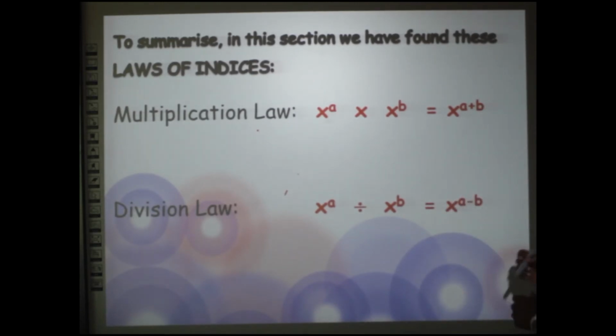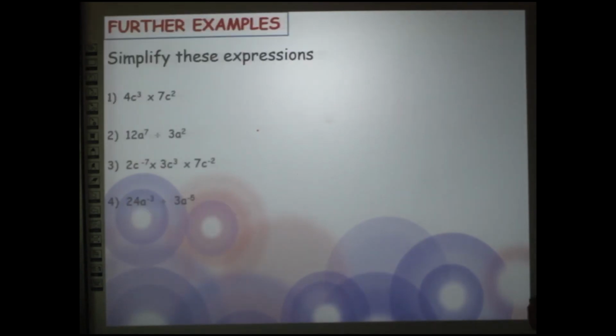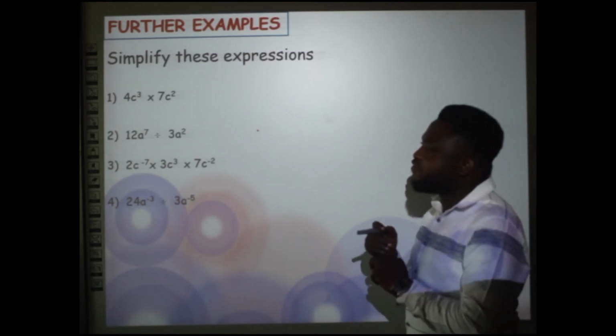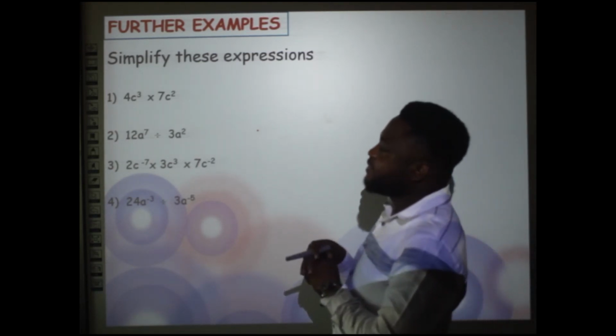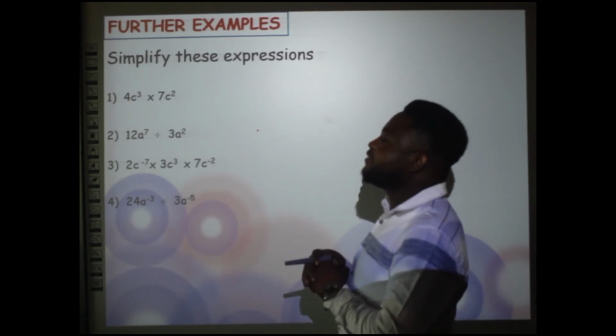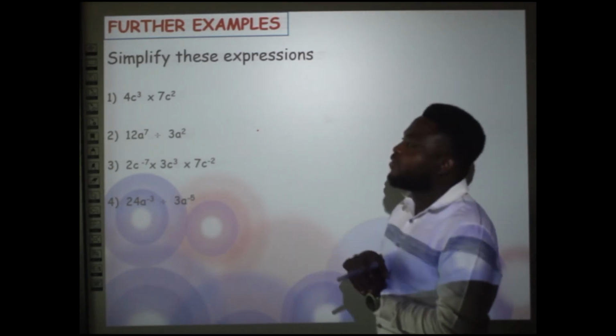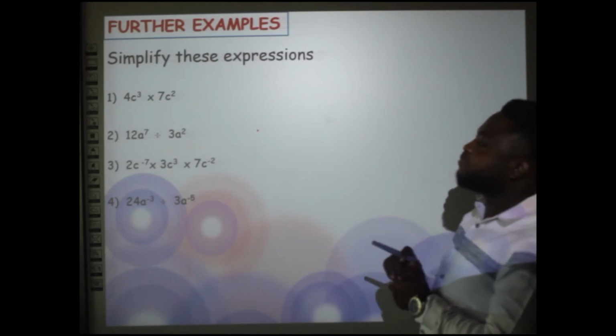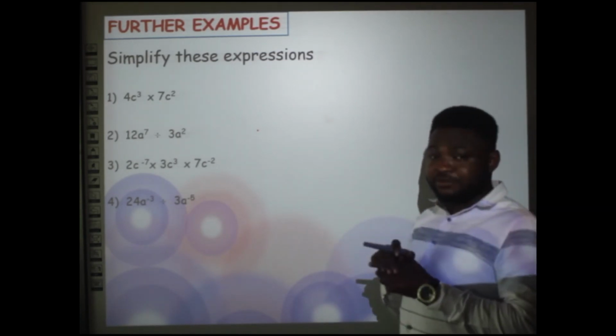Okay, so now let's go to the next page. Now we have some other examples here. We have 4c raised to the power 3 times 7c raised to the power 2. Okay, so now we are told to simplify all these expressions.